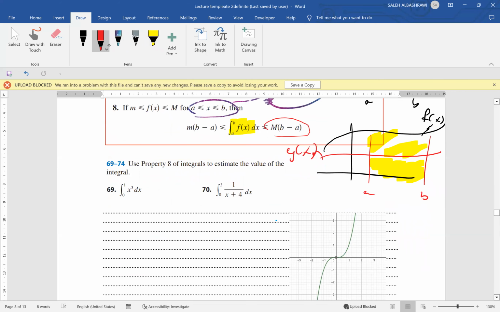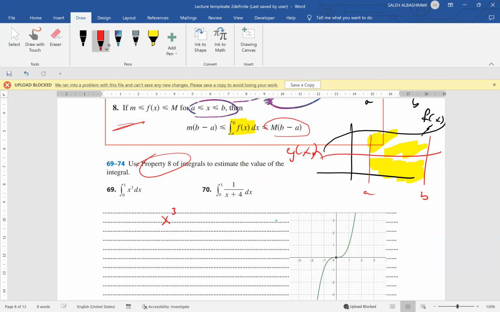So for that, we have these integrals, and we need to estimate the value of the integral using property 8. In the first one, question number 69, I need to estimate the definite integral from 0 to 1 of the function x to the power 3 dx. Now my function is x to the power 3.